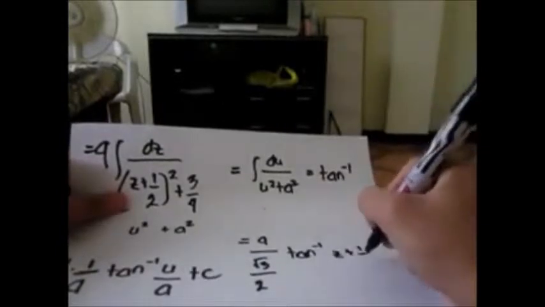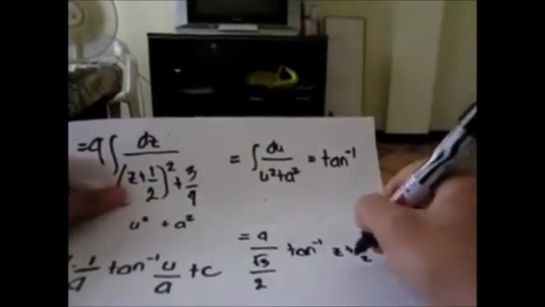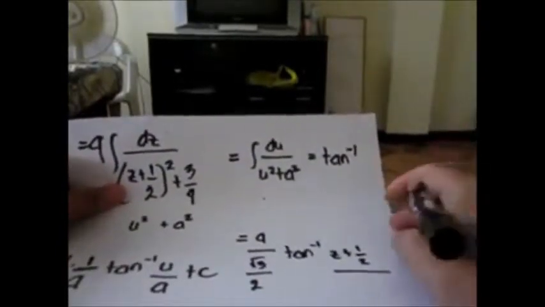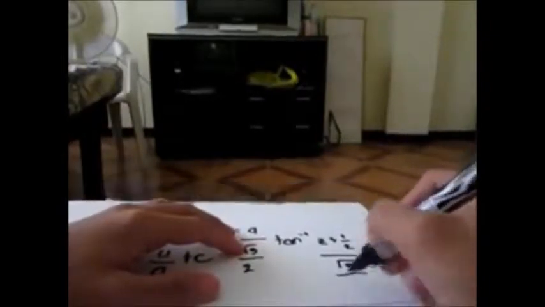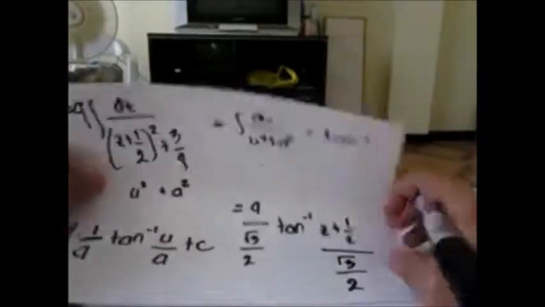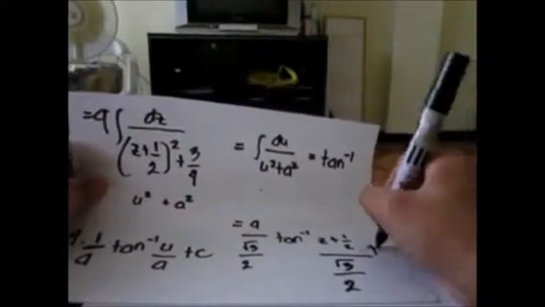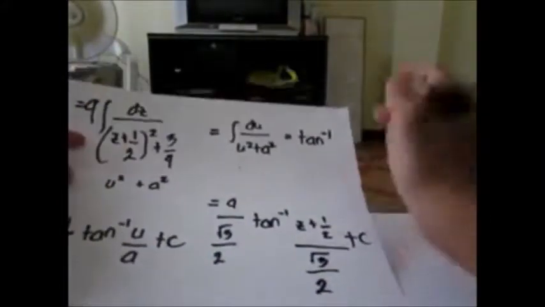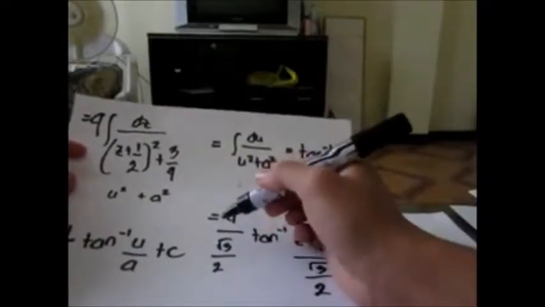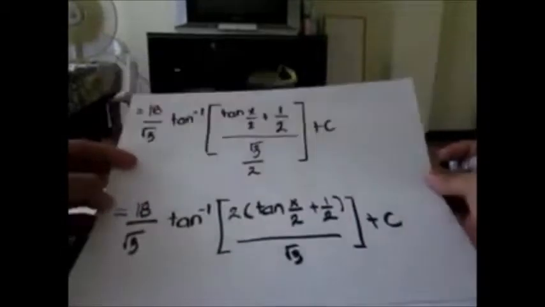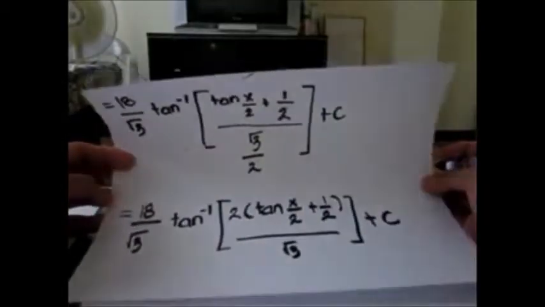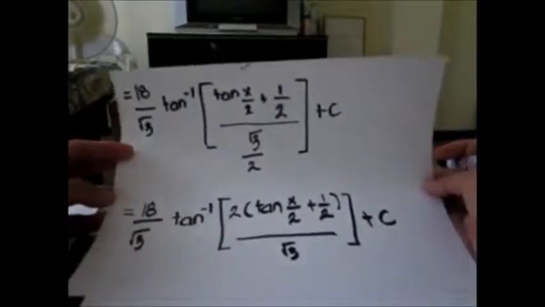plus 1/2 all over a, which is again square root of 3 over 2, plus the constant c. We will need to simplify this fraction, and of course this part. This equation is now our final answer, because we cannot simplify any further.